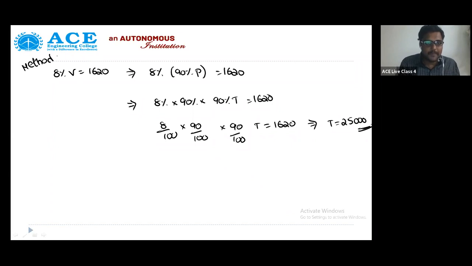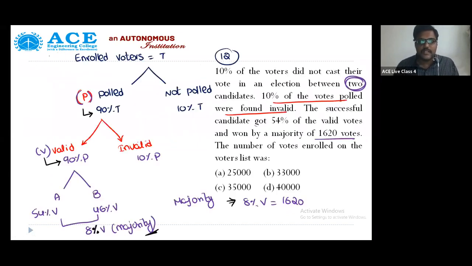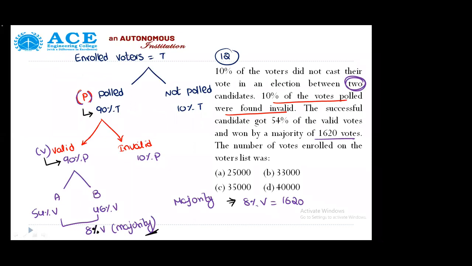I repeat whatever happened in method 1. I consider total votes as T. Here you are doing all with percentage, so you can do it directly. 10% of the voters did not cast their vote, meaning 10% not polled out of the total. Remaining 90% are polled. Next, 10% of the polled, let polled be P, are invalid. So 90% are valid.